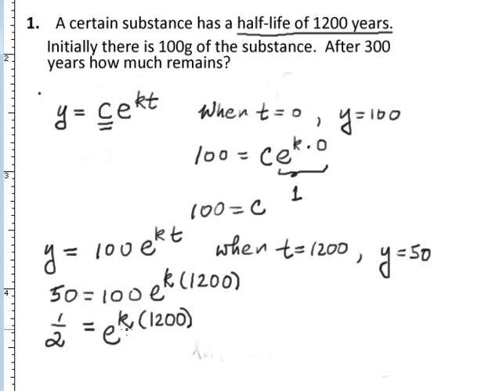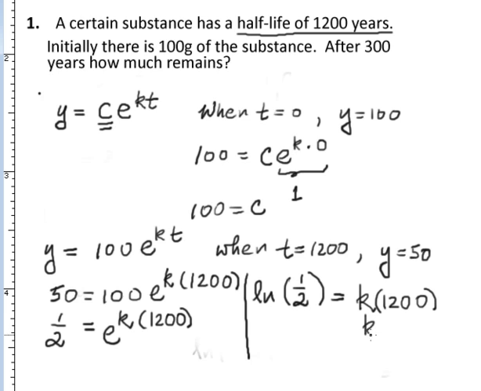And now we want to figure out what k is, so since it's in the exponent, we'll take the log of both sides. So let's do that. So we have the log of 1/2 is equal to, now when we take log e to something, we just get the exponent. So remember, log and e are inverses. So there we have k right there. Log 1/2 over 1,200.